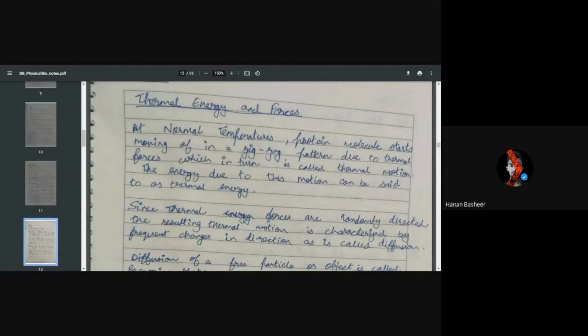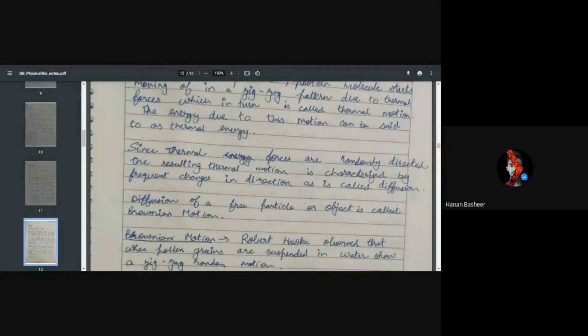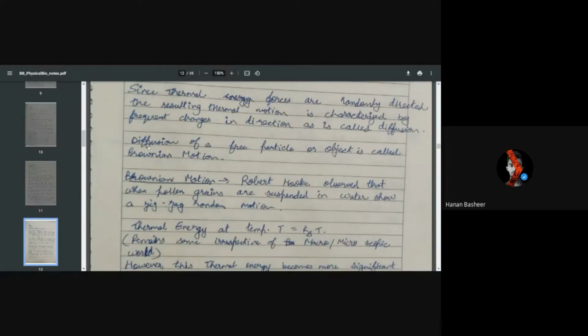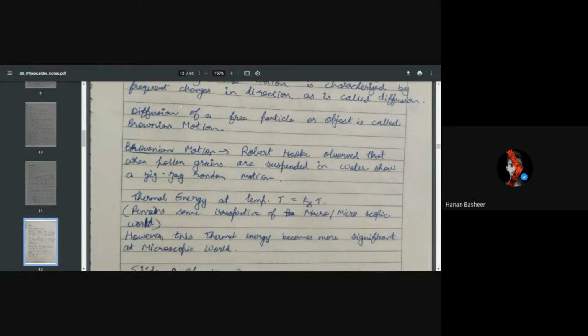Then thermal energy and forces. At normal temperature, protein molecules start moving in a zigzag manner. It is due to the thermal energy which they possess. This is very high because at the microscopic level, they cannot control this energy and they convert it into kinetic energy immediately. From that, we observe a few things like diffusion of free particles, and this mainly happens due to Brownian motion. This was observed by Robert Brown, who, while observing pollen grains using a microscope, saw them move in a zigzag pattern, and he first mistook it for the presence of life, but actually it wasn't. It was all because of the thermal energy.